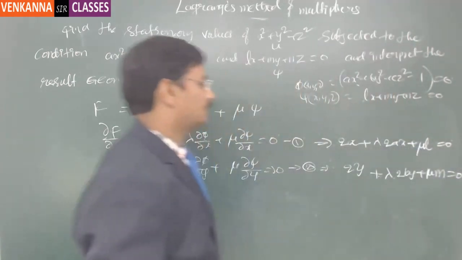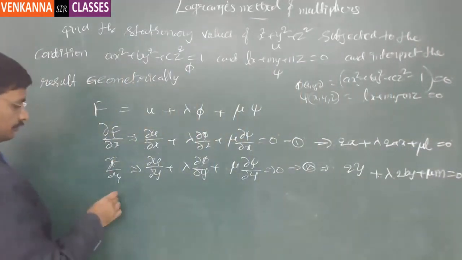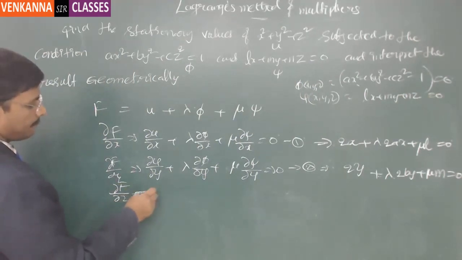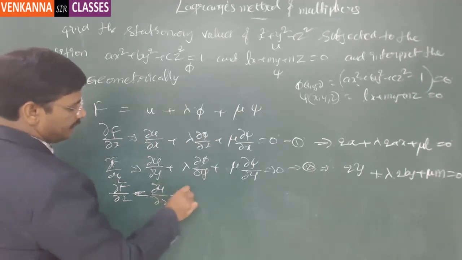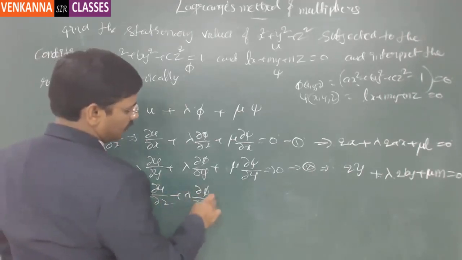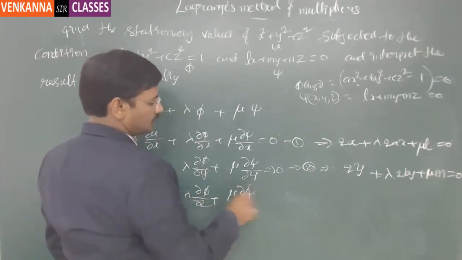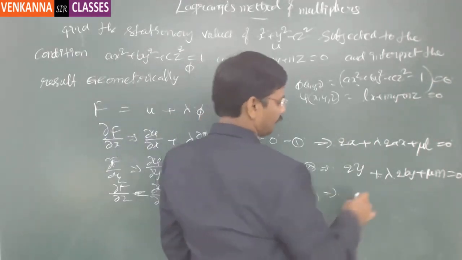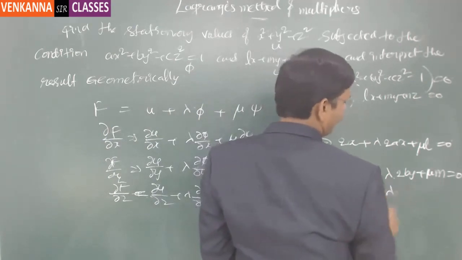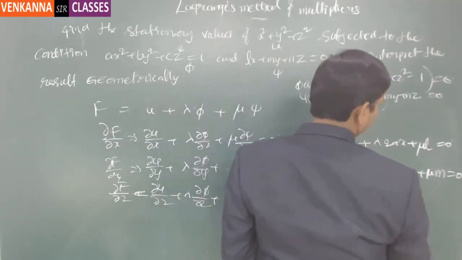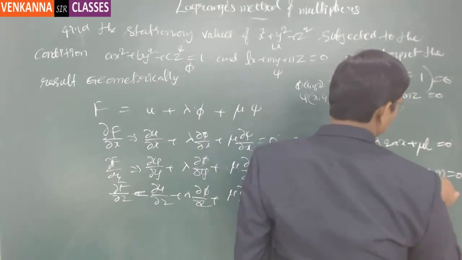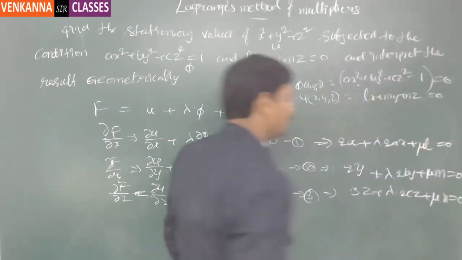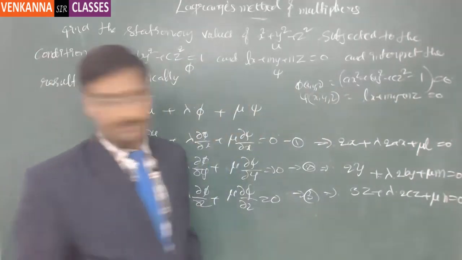This is the other equation, and the next equation is ∂f/∂z equal to ∂u/∂z plus lambda times ∂phi/∂z plus mu times ∂psi/∂z equal to 0. It implies equation number 3 will become 2z plus lambda times 2cz plus mu times n equal to 0. So these are the three different conditions. Got it?